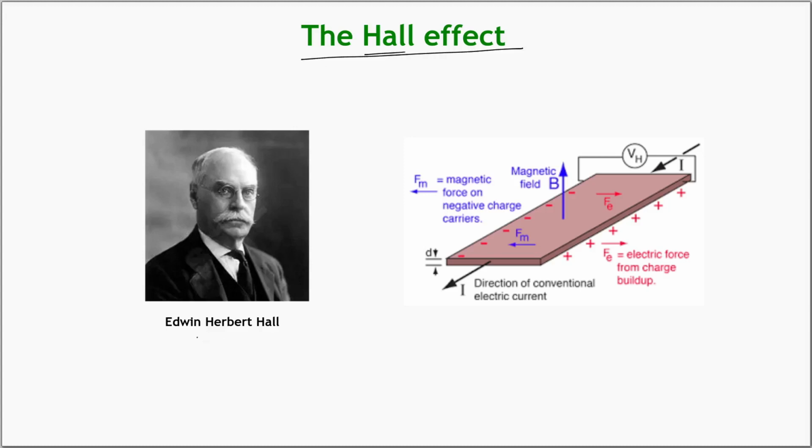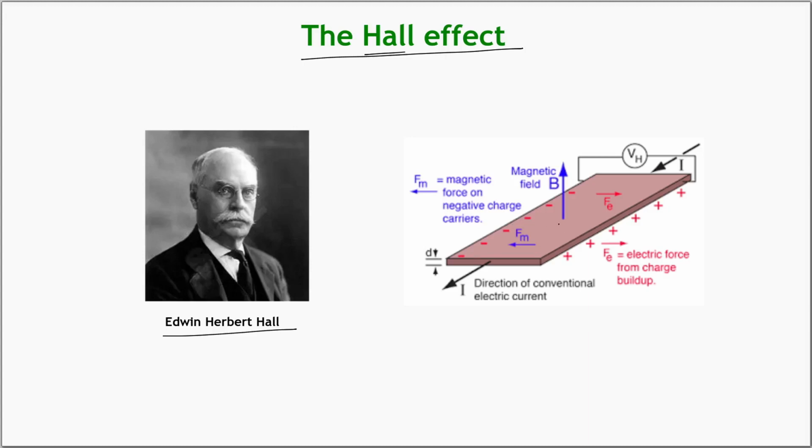The Hall effect was discovered by Edwin Herbert Hall, where a piece of metal or semiconductor which is carrying current is placed in a magnetic field that is perpendicular to the piece of the semiconductor or metal. Then, due to the presence of the magnetic field, a force will be exerted on the charge carriers, and the charge carriers will be accumulated on either edge of the strip.